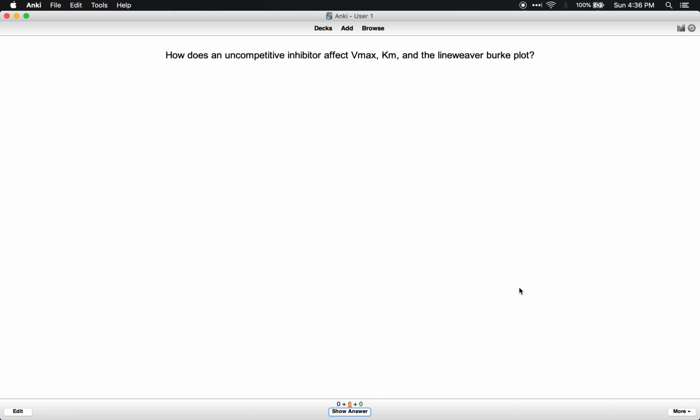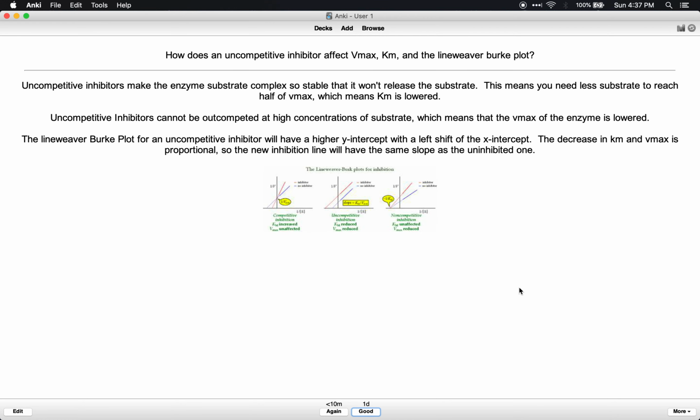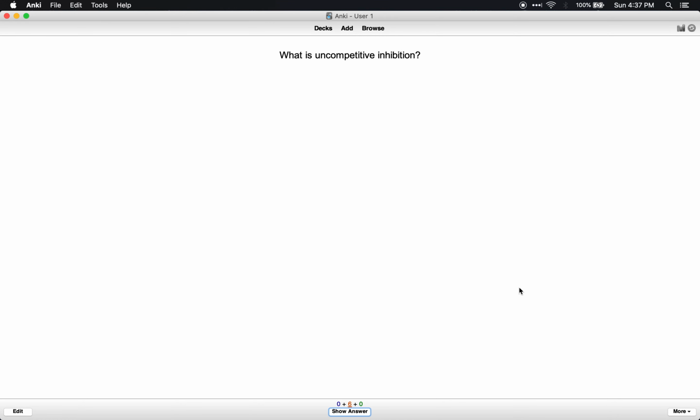That's going to increase. How does an uncompetitive inhibitor affect Vmax, Km, and the Lineweaver-Burk plot? So uncompetitive inhibitor, this is not the one with the allosteric site. So they bind to the enzyme substrate complex. They're always going to lower Vmax and Km, so it's going to be a leftward shift of the graph. Uncompetitive inhibition, again, it's not the one with the O. Imagine the O is the enzyme and N is the allosteric site. So this is the one where the inhibitor binds to the enzyme substrate complex, and it simply renders the entire enzyme useless.